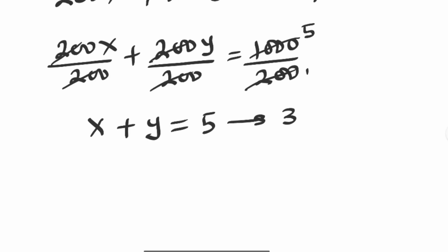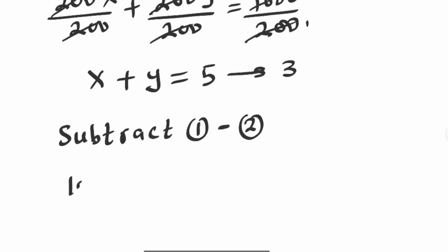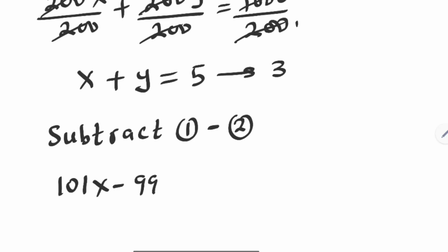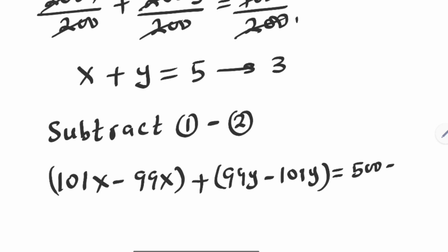Now let us subtract equation 1 from equation 2. That is, 101x minus 99x plus 99y minus 101y is equal to 500 minus 499.